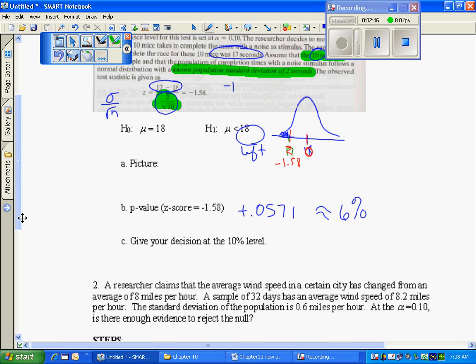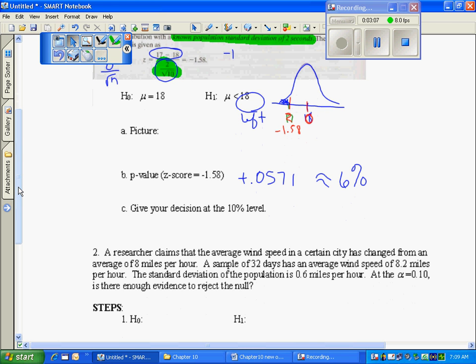So what does that really mean? The probability that if I ran 17 mice through this maze, I have a 6% chance that they would have completed the maze in 17 seconds or less. So comparing it to the 10% level, this 6% as a probability is unlikely, only 6% of the time. Is it unlikely enough to go through all this hassle and make a change? Well, the researcher said at the 10% level is when I'm going to make a change. I'm already down at the 6% level, so I'm going to make a change.